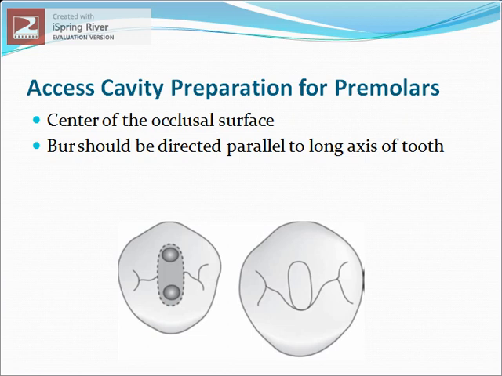Access cavity preparation for premolars. In premolars, the access opening is in the center of the occlusal surface between the buccal and lingual cusp tips. The burr should be directed parallel to the long axis of the tooth and perpendicular to the occlusal plane. Generally, the external outline form of premolars is oval in shape, with greater dimensions buccolingually.